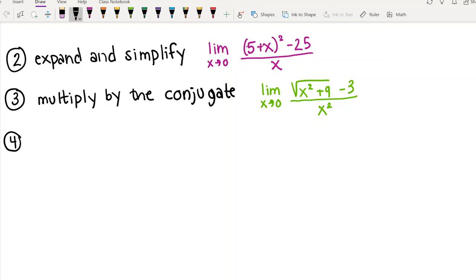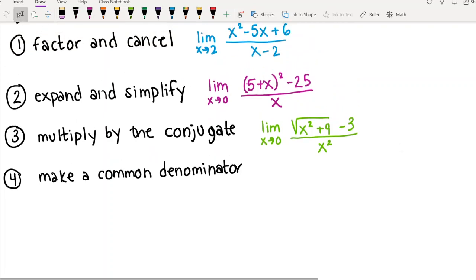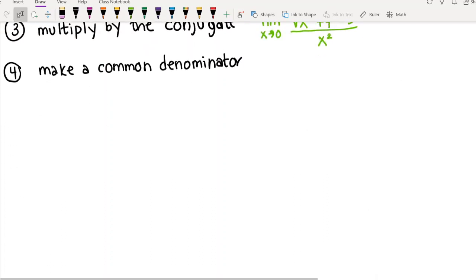So the last method is going to be making a common denominator. Making a common denominator is going to be any time where you have extra fractions going on. You might notice that all of these limits that we're looking at involve fractions in some way, but the example I'm about to write down is going to have another fraction within that fraction. We'll see later why we're focusing on all these examples that involve fractions. There's a particular reason for it.